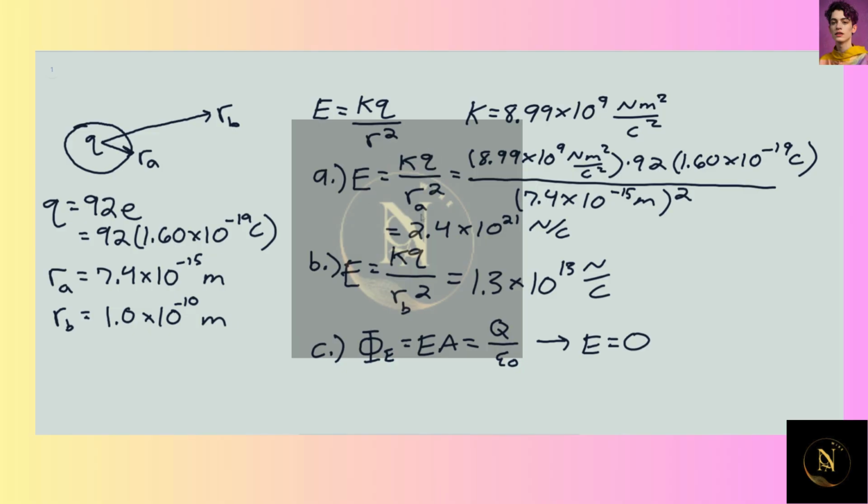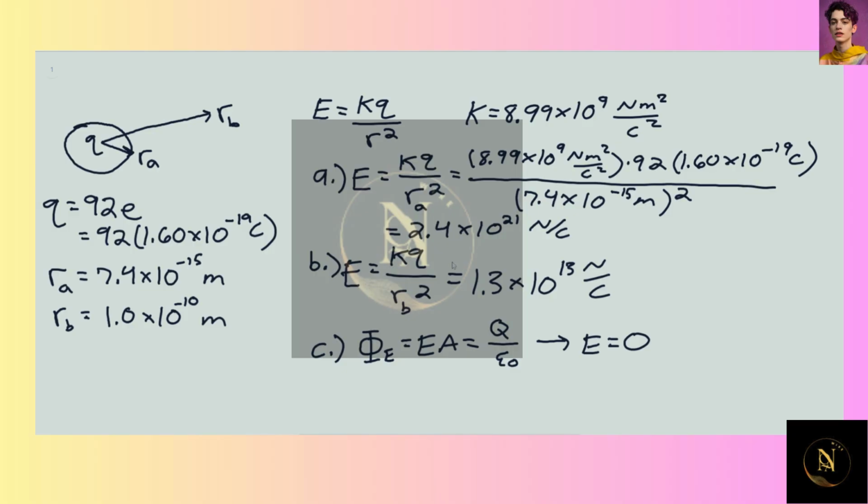E equals KQ over RA squared in part A. So we plug in our universal constant K times Q, which is 92 times our fundamental unit of charge, 1.6 times 10 to the negative 19 coulombs. So that's our Q, all divided by the radius of 7.4 times 10 to the negative 15 meters, and that whole term is squared, giving us a final answer of 2.4 times 10 to the 21 newtons per coulomb for the electric field just outside the nucleus.